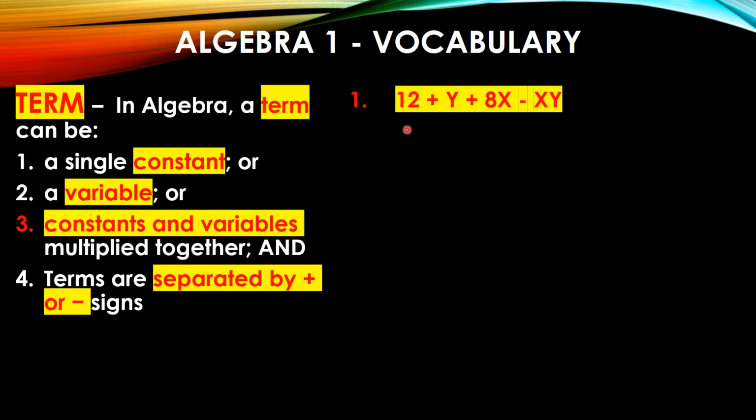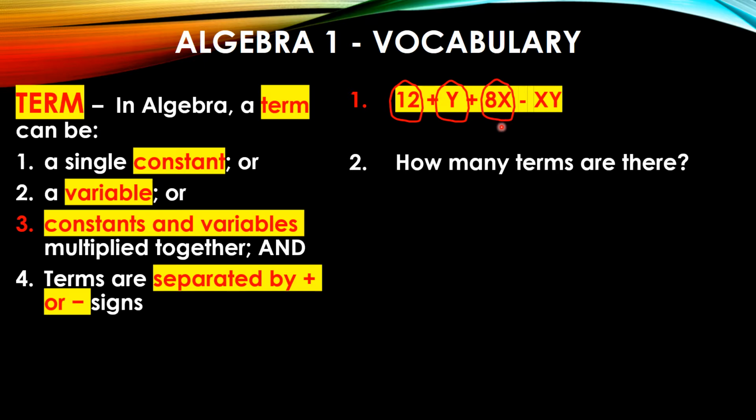I've got a full mathematical expression here, 12 plus y plus 8x minus xy. So the first thing I might ask you is how many terms are there in this expression? Well, let's look at that fourth part of the definition. It says that terms are separated by plus or minus signs. So notice I have two plus signs here and I've got a minus sign here. So that means I have four terms. I've got 12 as a term, I've got y as a term, I've got 8x as a term, and then negative xy is my fourth term. Okay, those pluses and minuses separate my four terms.